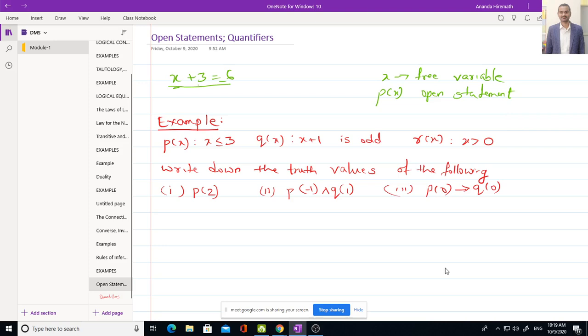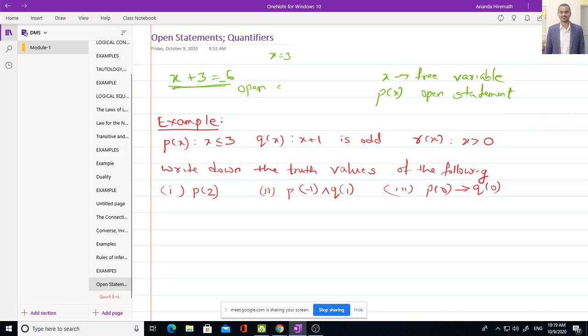So when I put the value of x as, say, x is equal to 3, then 3 plus 3 is equal to 6, and I can say it is true. In that case it will be a proposition. But when we do not know whether it is true or false, then we cannot call it a proposition. So such statements are called open statements.